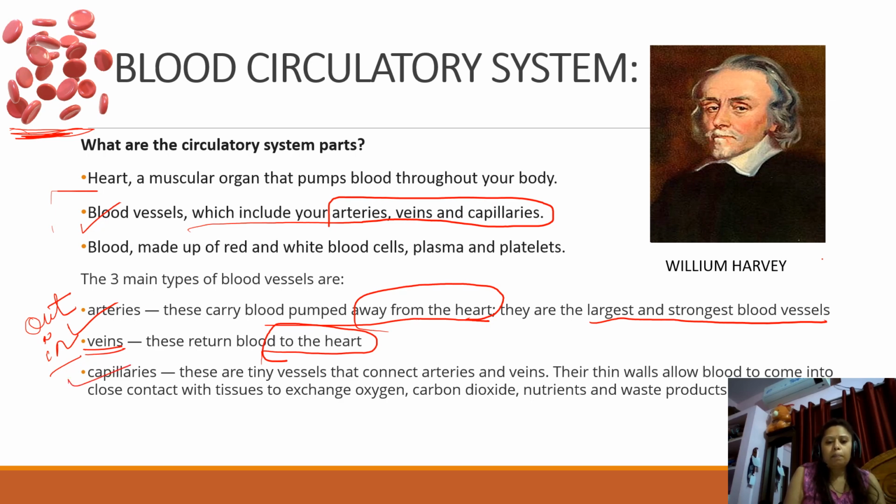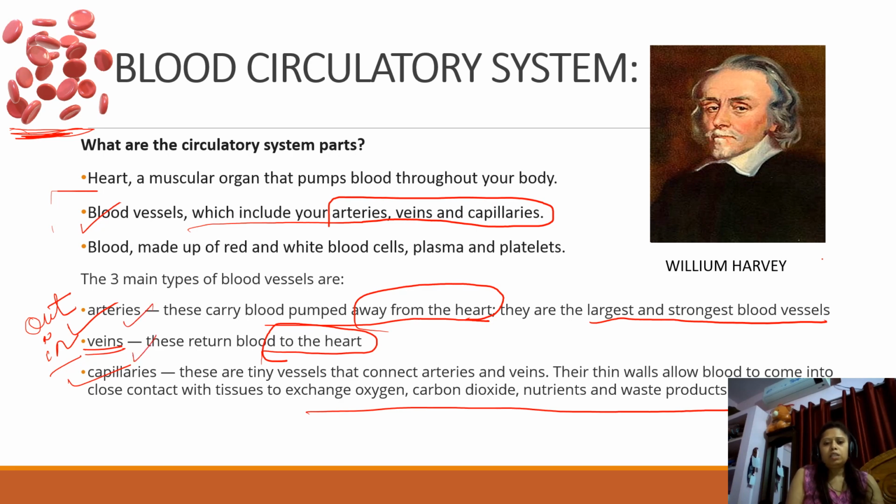And what about the capillaries? Capillaries are the branches of the arteries and veins. As they branch, the walls become very thin. These are tiny vessels that connect arteries and veins, and their thin walls allow blood to come into close contact with tissue to exchange oxygen, carbon dioxide, nutrients and waste products. Okay, understood? So capillaries are also tube-like structures, and they are the branchings of the arteries and veins.